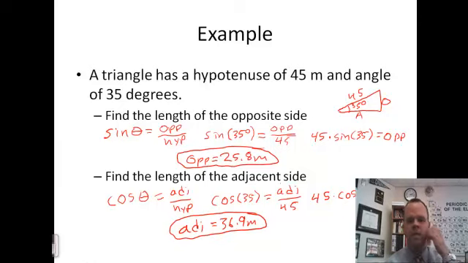Now, a couple of things to pay attention to. This angle is less than 45 degrees, so the adjacent side should be longer than the opposite. At 45 degrees, they will be equal, and greater than 45 degrees, the opposite should be longer than the adjacent. A couple of key things you can look at to make sure you're doing it correctly.